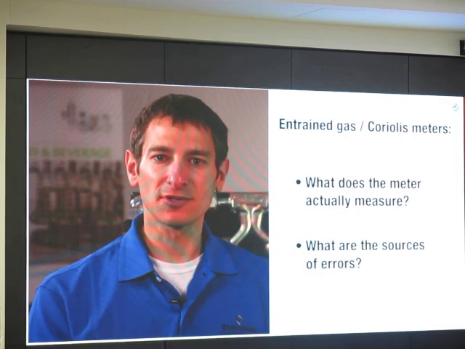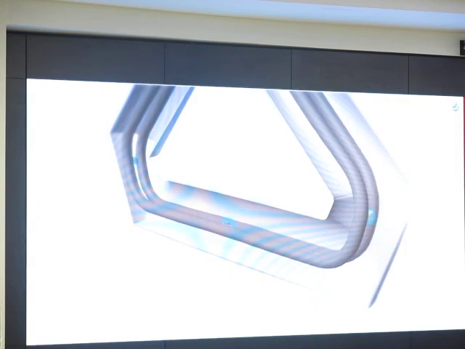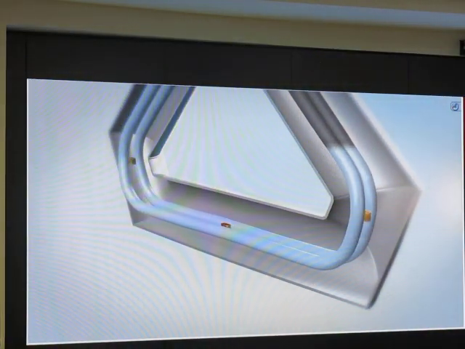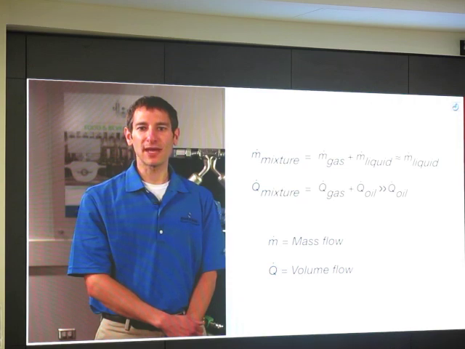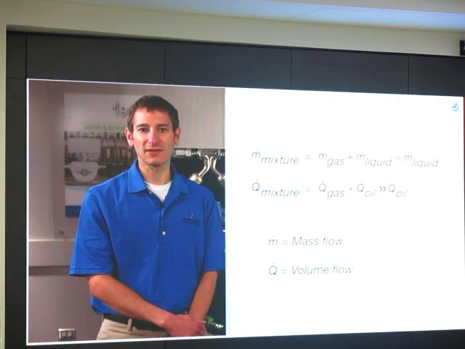As with all meters, Coriolis meters are only capable of measuring what goes through them. If the process fluid is a mixture of liquid and gas, then we accurately measure all mixture properties. We measure mixture mass flow, mixture density, and mixture volume flow all properly.